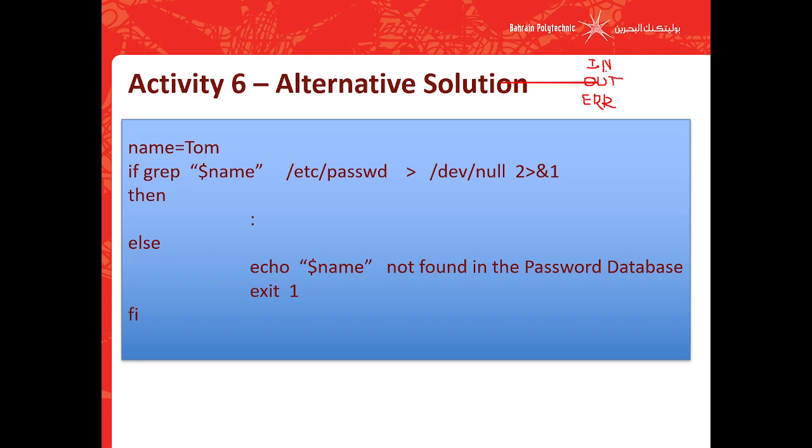Anyway, so input is basically 0. Sorry for that. Output is basically 1. And error is 2. Okay. All of these communication channels, the standard input, output, and error, have specific numbers, 0, 1, and 2.